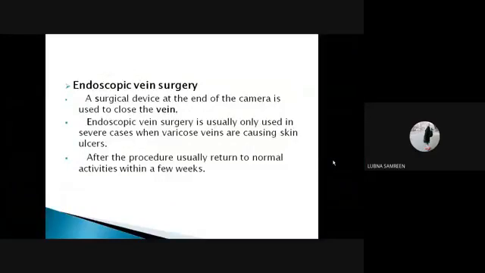Endoscopic vein surgery is a surgical device that is used at the end of the camera to close the veins, varicose veins basically. Endoscopic vein surgery is usually only used in severe cases when varicose veins are causing skin ulcers. After the procedure, you usually return to normal activities within a few weeks.